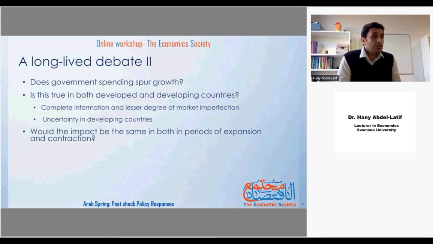But still, if we go back to the main question: does government spending enhance economic growth? And regardless of whether this is true or not, is it going to be the same case with developed and developing countries at the same time? We understand there are many differences between these two groups of countries. If we look at developing countries in particular, we'll see how they suffer from incomplete information, a higher degree of market imperfections, uncertainty, etc.